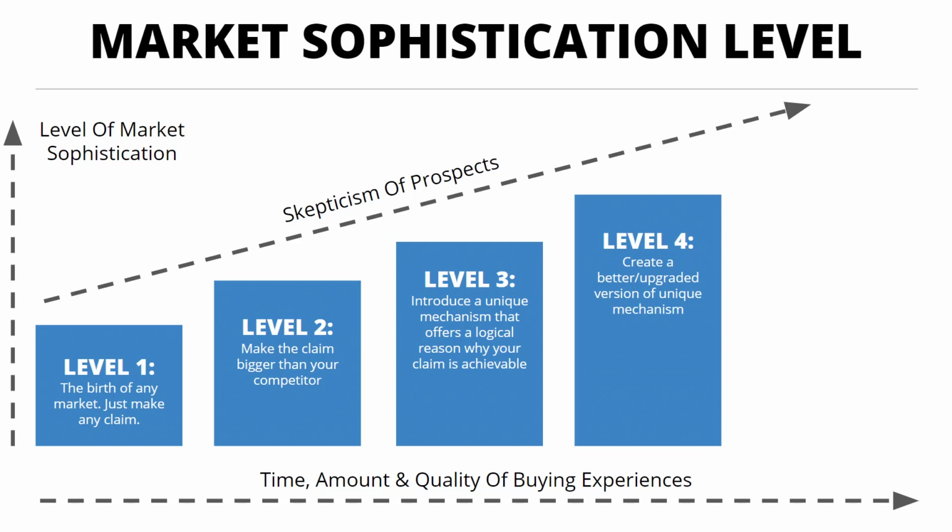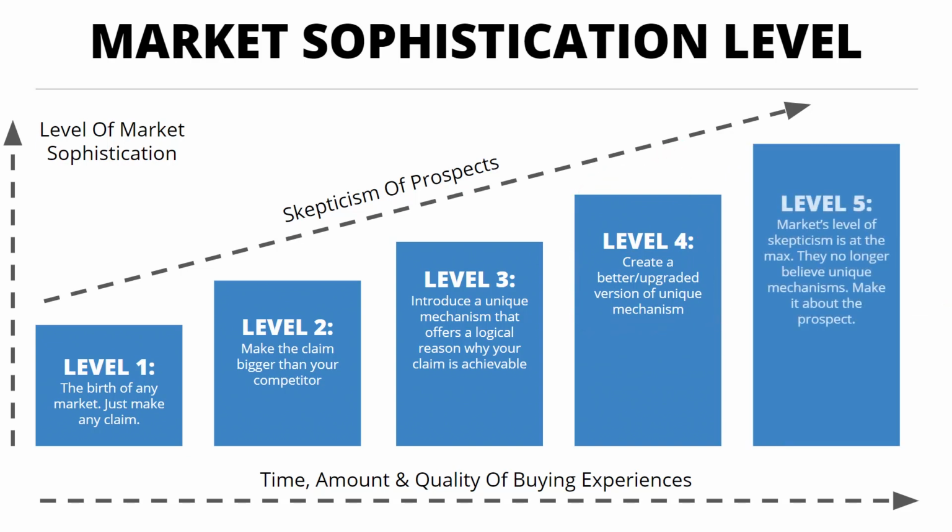Those marketers need to evolve their marketing, so they begin to rip off that new and improved unique mechanism, and the cycle just continues, right? Prospects see the same old products, with the same old improved unique mechanism. Skepticism goes up, level of market sophistication goes up as well. So this is where the marketplace is getting pretty competitive, okay? But there's a level 5, okay?